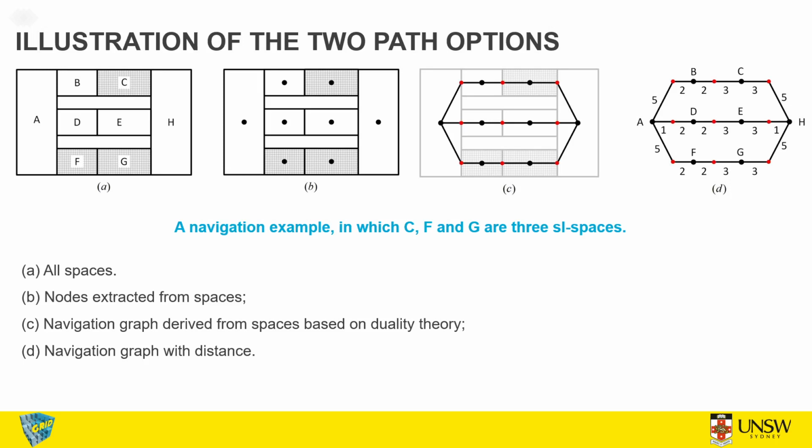To demonstrate the proposed theories, we illustrated them with 8 spaces, in which C, F, and G are 3 semi-indoor spaces. Figure B and C show how the network is created from the spaces. Figure D illustrates the distances between the spaces, which are used for computing original weights.